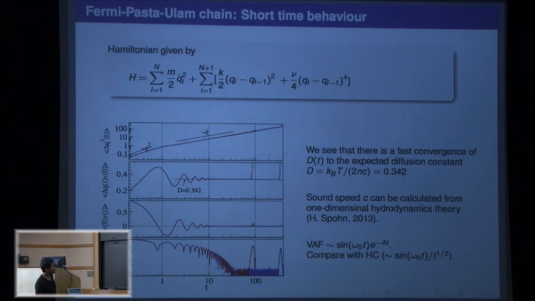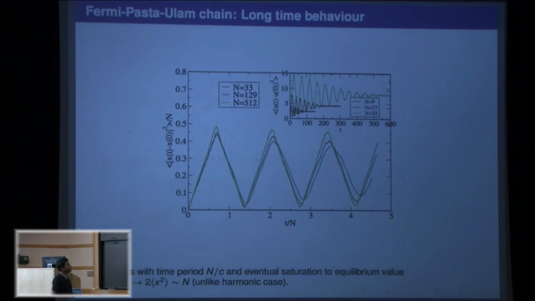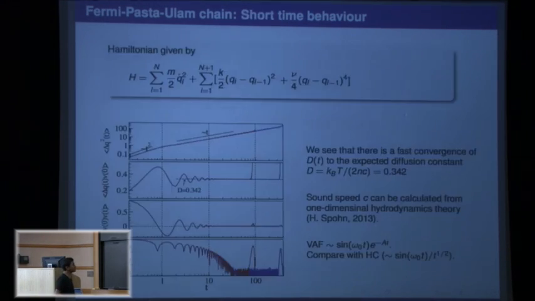And the velocity autocorrelation function now again looks like the harmonic chain, but actually the decay is exponential. Instead of the harmonic chain's power law decay with an oscillation, now it's an exponential decay with again these oscillations. And again the finite size effects are very similar to the alternate mass case.